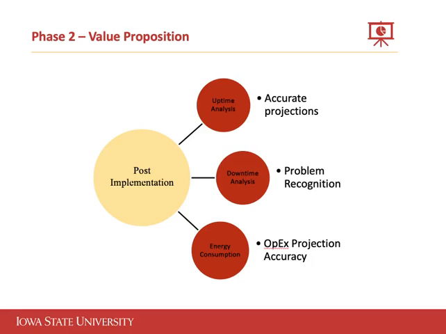Looking at the phase 2 value proposition, one thing I wanted to note is, in the analysis, some of the things that were factored in couldn't be direct, like production increase wasn't the direct factor here. Looking at uptime analysis and accurate projections, downtime analysis and problem recognition, and then energy consumption were some important factors that went into perhaps the phase 2 ROI.